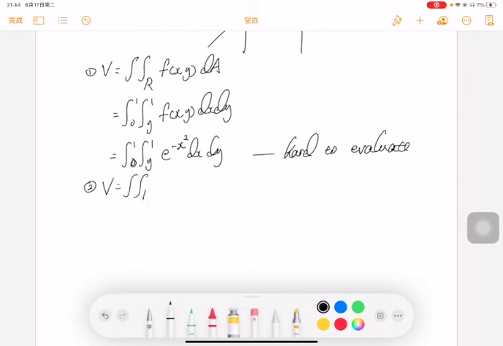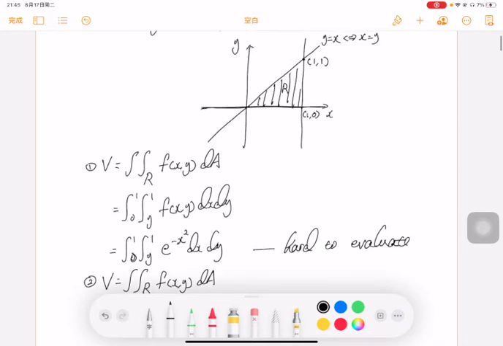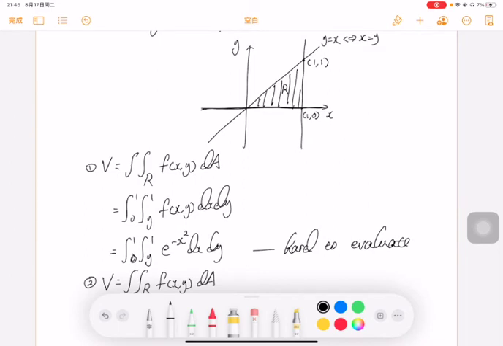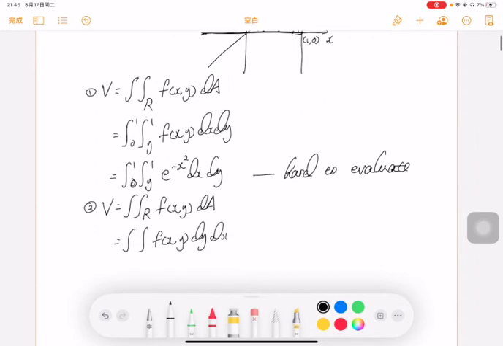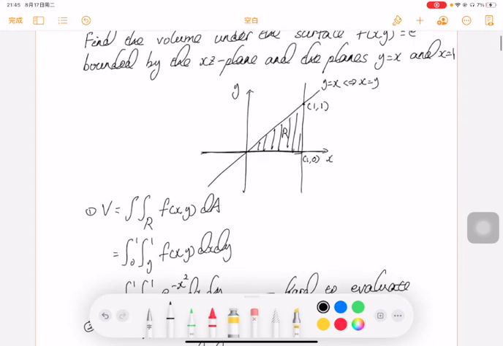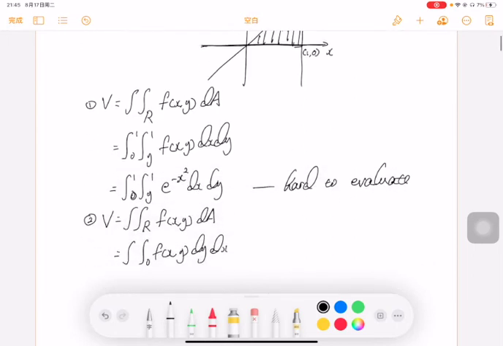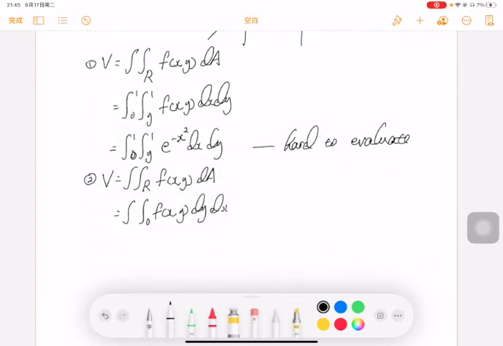Once again, the volume is the integral on R of f of x y. But this time, let's see if we can integrate with respect to y first. Now, if you're integrating with respect to y, it means we're going from bottom to top. If you look at this, it is obviously a triangle. The bottom is this line, which is the x-axis. So that's y equals 0. And the top of this region is y equals x. So the upper bound of the inner integral is x.